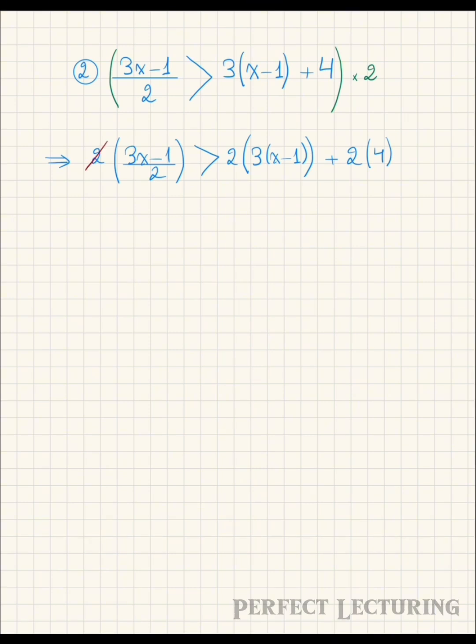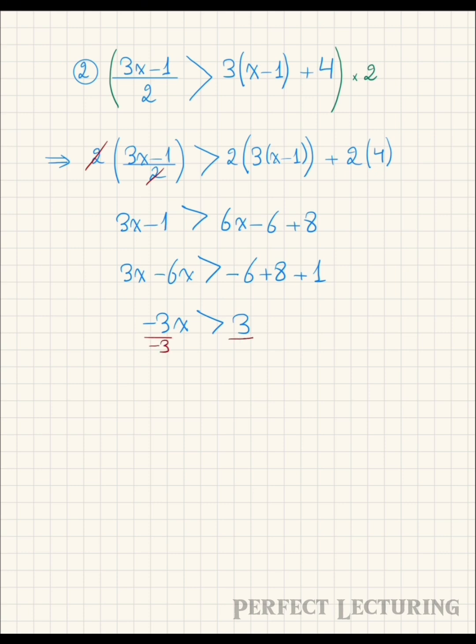So 2 is cancelled with 2, and we get 3x minus 1 is greater than 6x minus 6, because 2 times 3 is 6, and then we distribute, and we have plus 8. And negative 3x is greater than 3. Now there is a very important note here. It's that when we divide by a negative number, we must flip the sign. So this becomes x is less than negative 1.